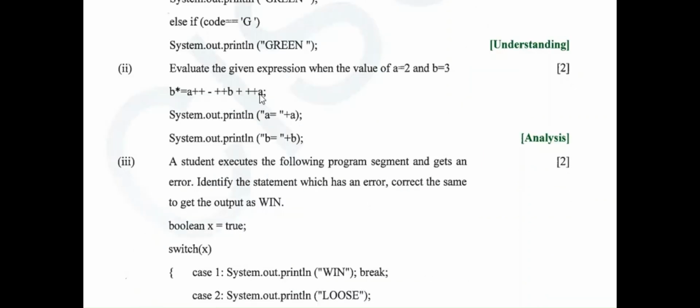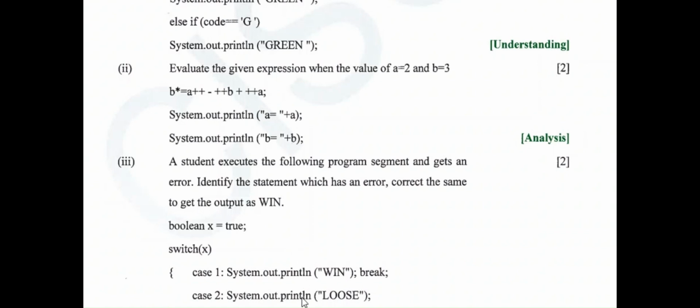Second question is evaluate the given expression when the value of a equal to 2 and b equal to 3. Given this one, b *= a++ - ++b + ++a. We have to print a equal to a, b equal to b. Value of a will be, this is a equal to 2, here a++. a++ means it is post increment. That means this is 2, then 3, then here is 4. So value of a will be 4.